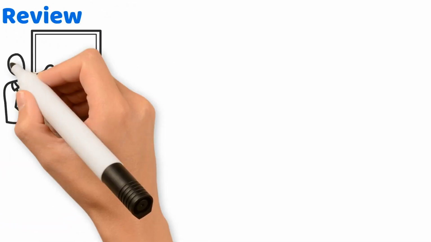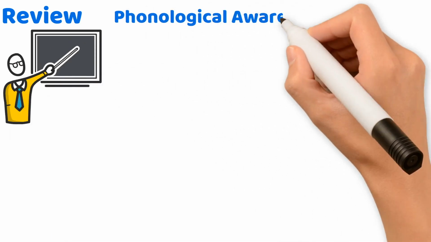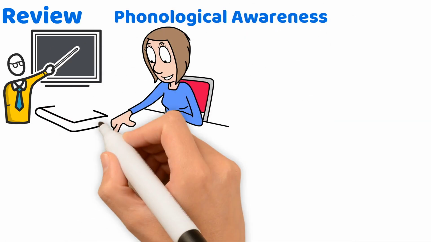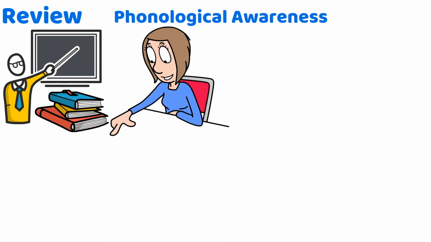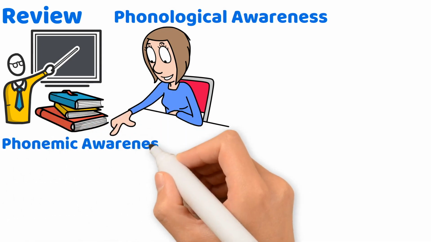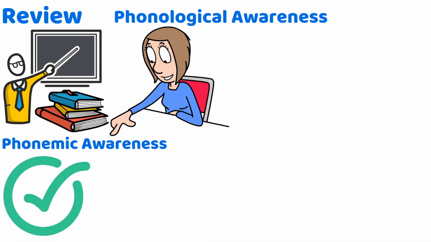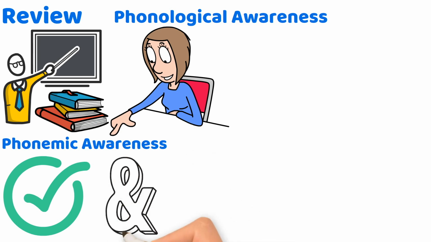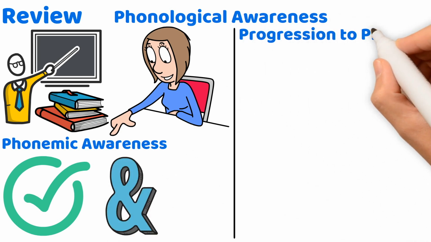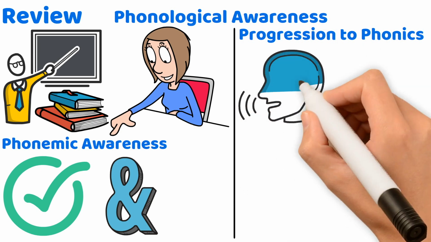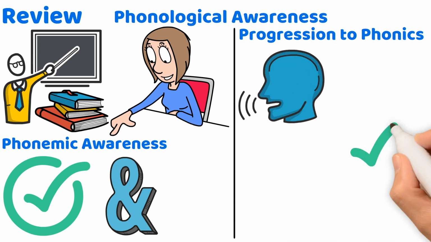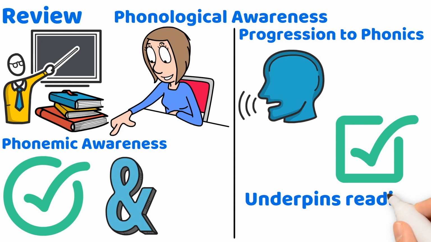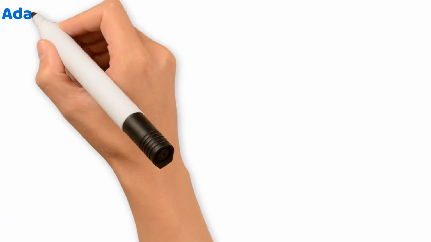In today's lesson, you learned: Phonological awareness helps students recognize sounds in spoken language, from rhymes to syllables. Phonemic awareness allows students to identify and manipulate individual phonemes, which are vital for decoding words. Progression to phonics: phonemic awareness is essential for linking sounds to their corresponding letters, forming the basis for phonics, which underpins reading and writing.